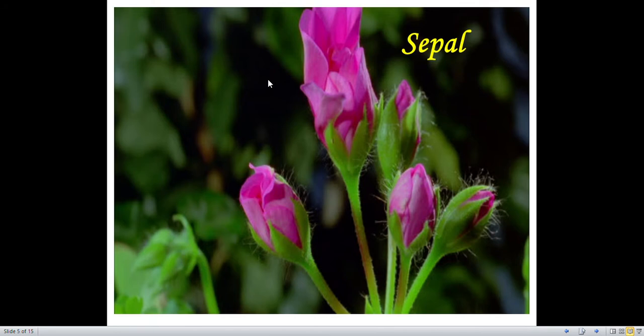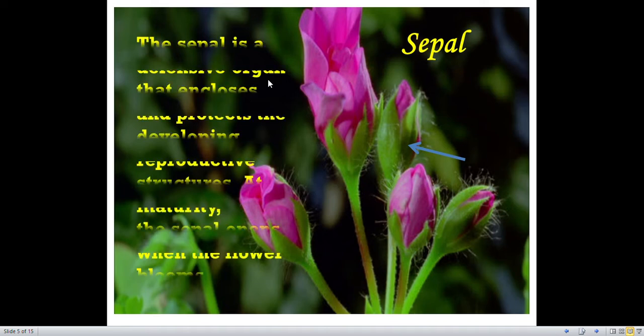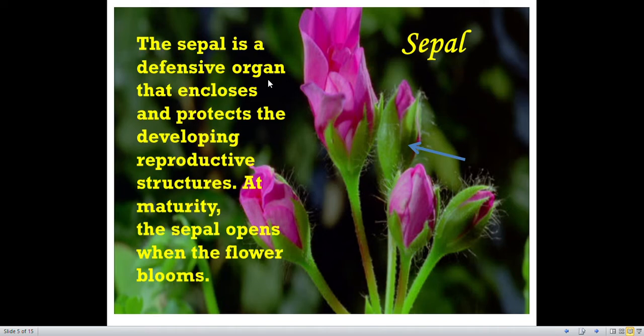Now sepal, as you can see in the picture, the sepal is the outermost part of the flower, and it is a defensive organ that protects the flower's developing reproductive structures, and when the flower blooms, the sepal opens.